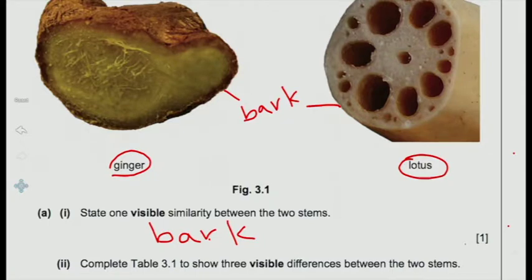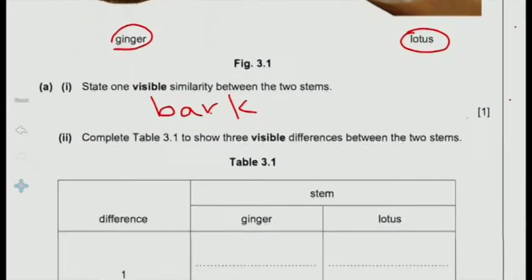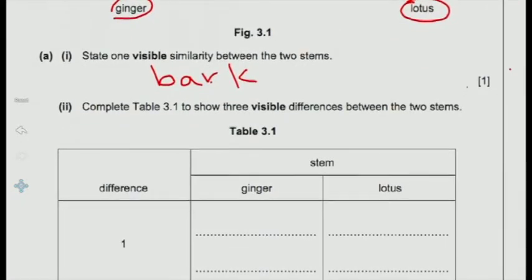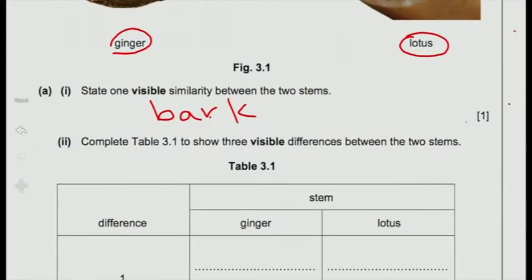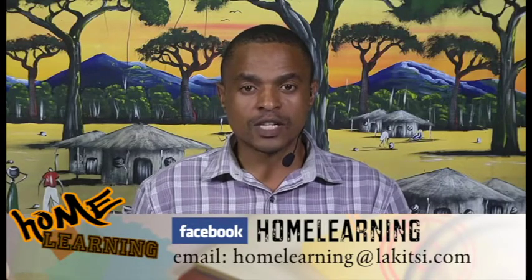Part 2 of the question reads, complete table 3.1 to show 3 visible differences between the two stems. The keyword here is visible. These differences must be visible. Don't think about a stem we have seen somewhere, then you say, oh, a stem like that has such features. We're looking at visible as per this figure given here. Visible differences, let us look at them.